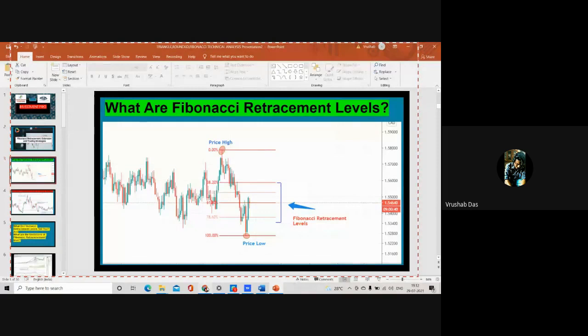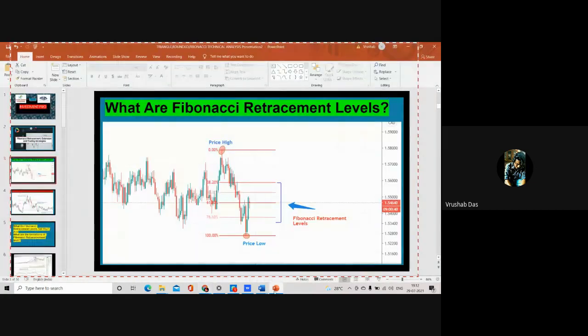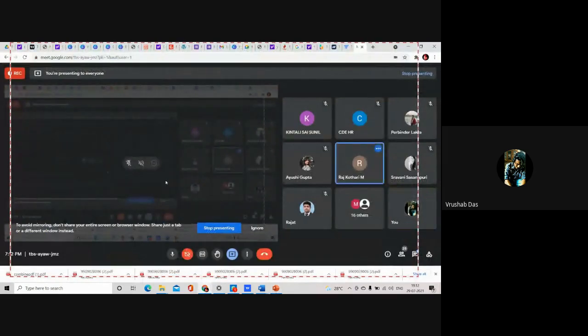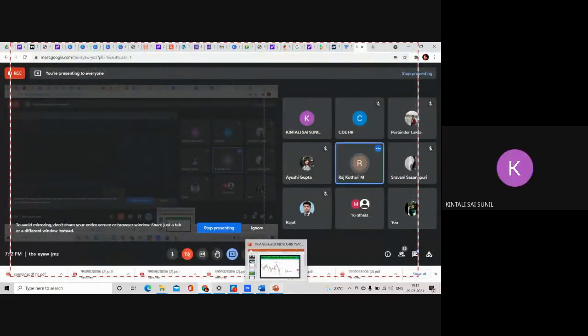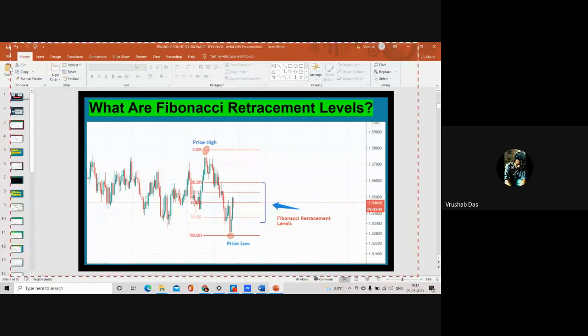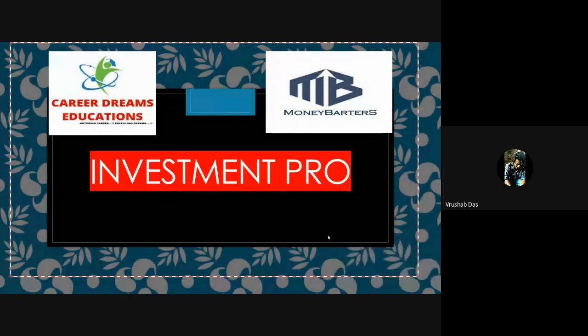Can you expand the screen? Yes. Can you expand the screen? Hello. Yes, my screen is visible. Please make it visible, it will be better. Okay, okay. I will expand it. Now it's... Rishabh sir, they're asking to zoom it in a bit. Is it expanded? Yes, sir.